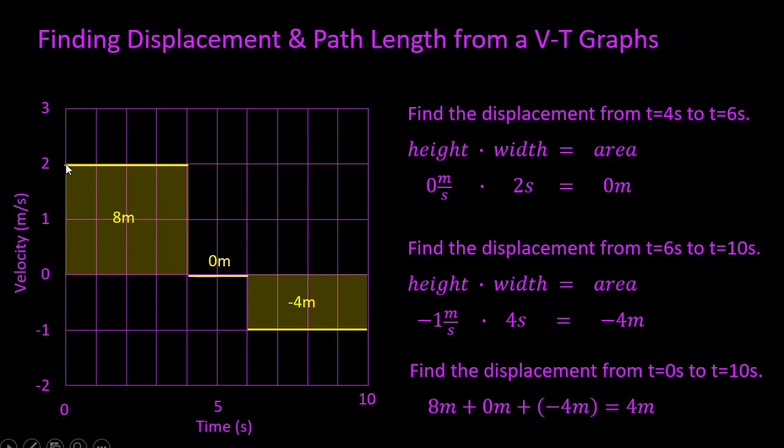That makes sense because initially the object was going 2 meters per second in the positive direction for 4 seconds, so it traveled 8 meters. Then it stood still for 0 meters. And then in the last 4 seconds, from 6 seconds to 10 seconds, it would have moved in the negative direction back towards the origin at a velocity of 1 meter per second in the negative direction. And so that means the total change in position would have been 4 meters.